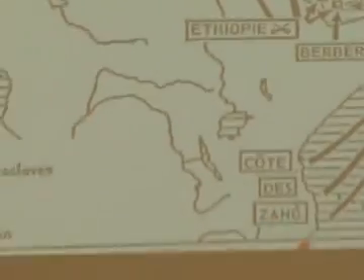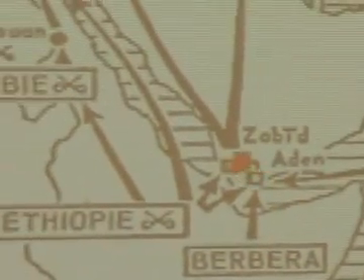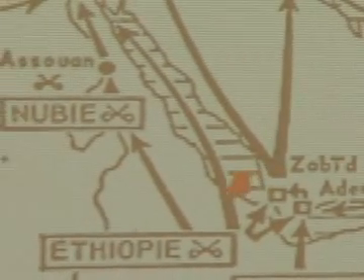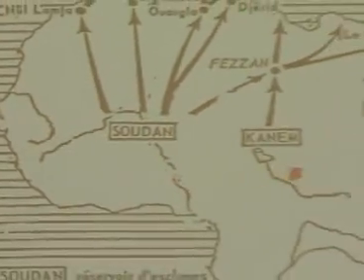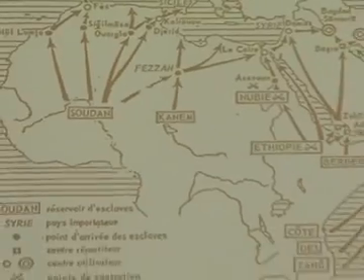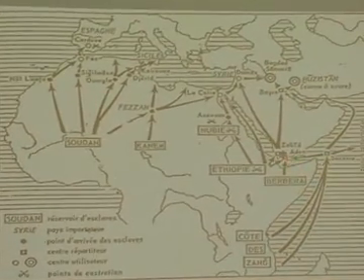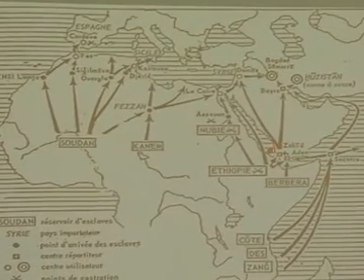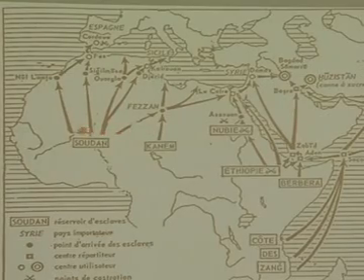At one point in history, during the European occupation, Sudan was divided into two: a French Sudan and an English Sudan. West Africa was occupied by the French and East Africa was occupied by the English.